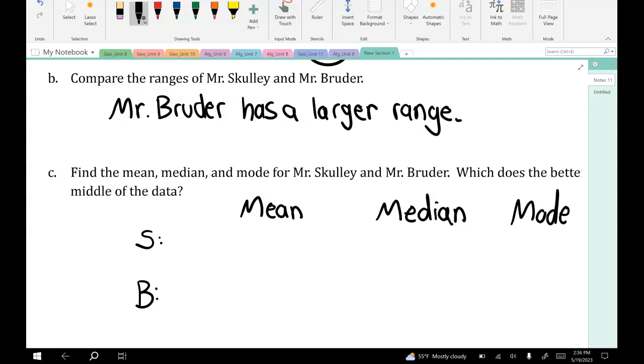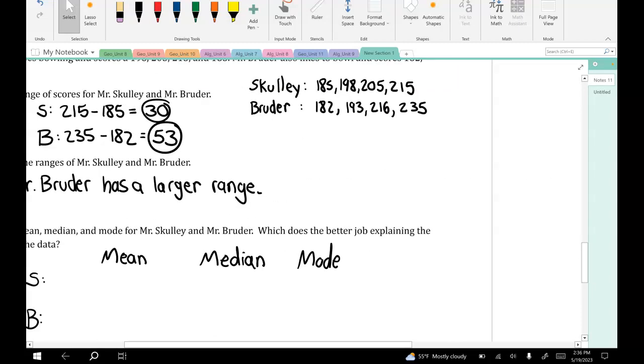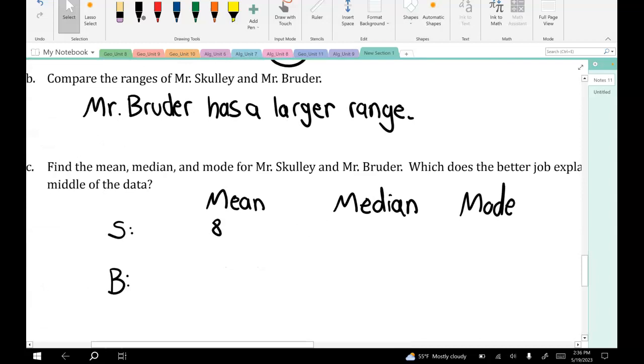So to find the mean, we have to add up all my values together. We have to add 185 plus 198 plus 205 plus 215. We get 803. And then we take 803 divided by 4, which would give us the mean for Mr. Scully. We'll do that on the calculator, divide by 4. You get 200.75, which will be my mean.